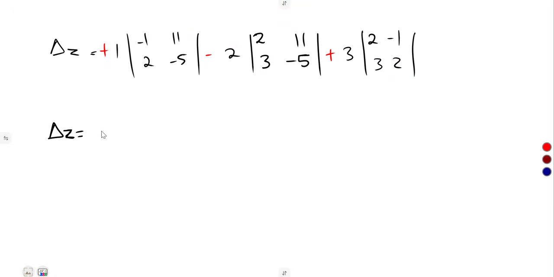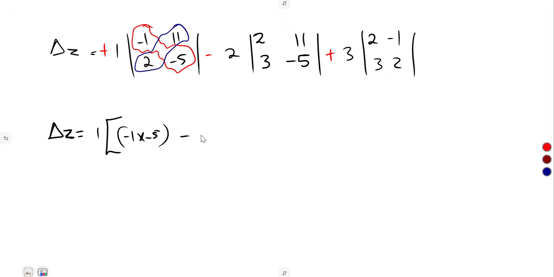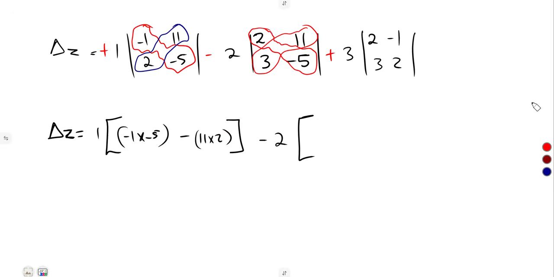So that's direct positive 1 into negative 1 and negative 5, 11, and 2, just like that. So it's going to be negative 1 times negative 5 minus 11 times 2, just like this. Minus 2, the determinant corresponding to that 2 versus negative 5 as our major diagonal, 3 and 11. So that's 2 times negative 5 minus 11 times 3.